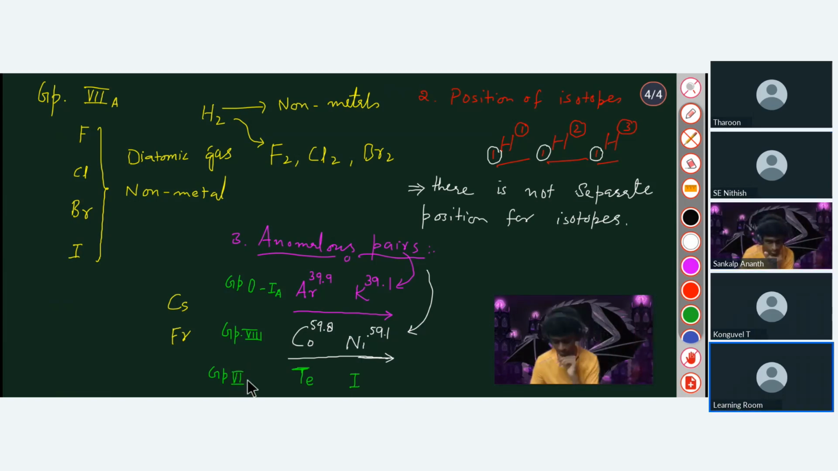Now tellurium is in group 6 and iodine is in group 7, right? Tellurium's atomic mass is 127.6 and iodine's is 126.9. So which should be first? Iodine should be first according to atomic mass, but in Mendeleev's periodic table, tellurium is first. So these three pairs are the anomalous pairs which do not follow the increasing order of atomic weight. That's also a limitation.